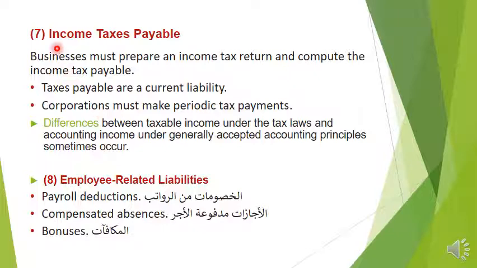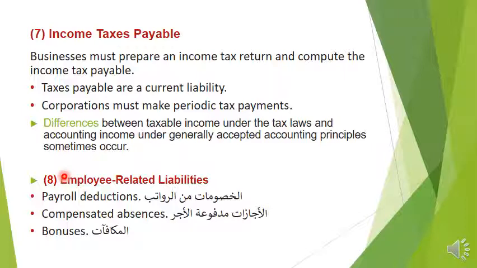The 7th type of current liabilities: income taxes payable. Businesses must prepare an income tax return and compute the income tax payable. Tax payable is a current liability. Corporations must make periodic tax payments. Differences between taxable income under the tax law and accounting income under generally accepted accounting principles sometimes occur.